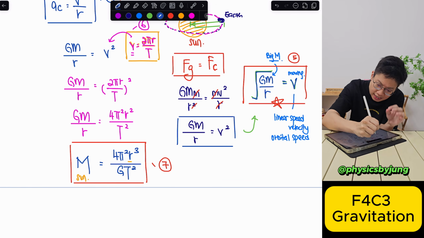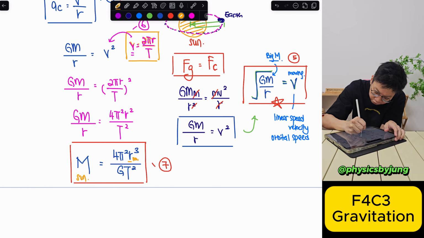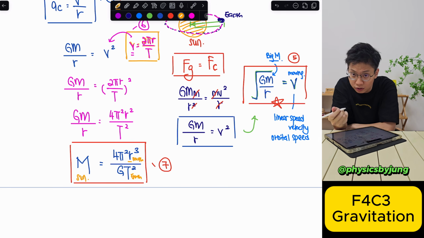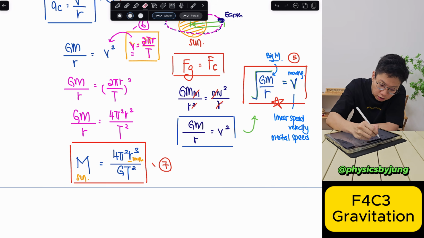Now, this is 4 pi squared r cubed over G t squared. So if you want to find the mass of the sun, you have to substitute the earth's period of rotation. Okay, the earth's orbital period.